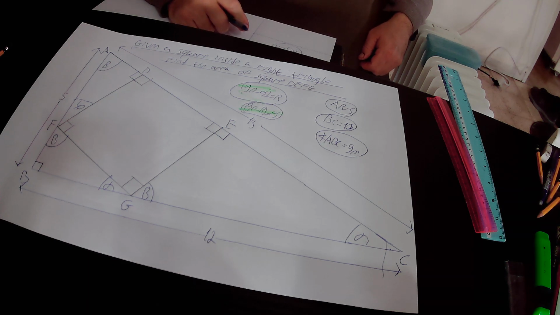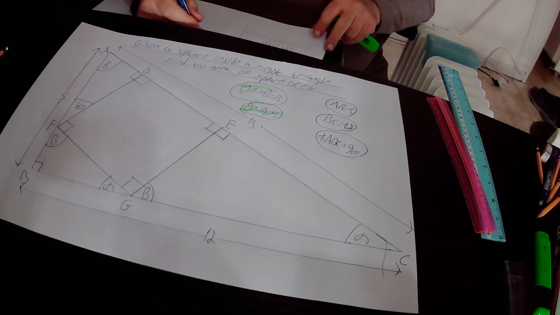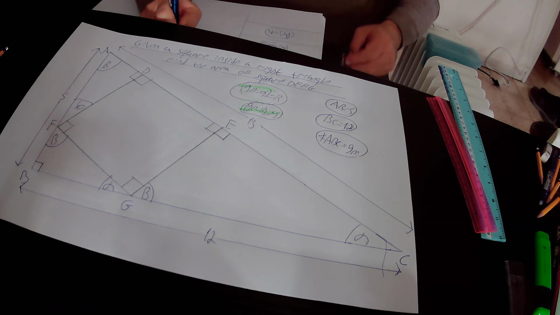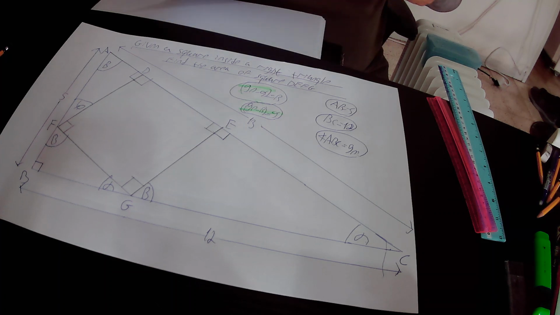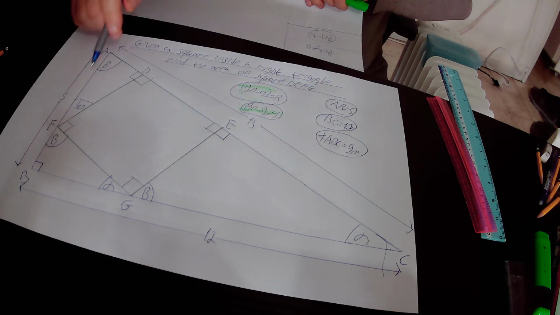For example, the big right triangle ABC is similar to this small triangle, triangle FBG. So I write it down. The big right triangle, triangle ABC, is similar. This is the sign of similar. It is similar to the right small triangle, triangle FBG.